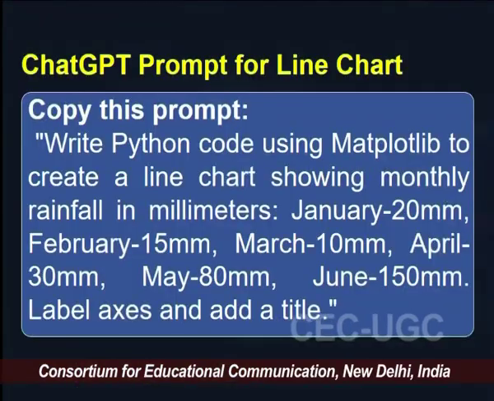The ChatGPT prompt for a line chart is also pretty straightforward. As we have seen, you can ask ChatGPT to write a Python code using matplotlib to create a line chart showing monthly rainfall in millimeters, and then you provide the data. Then you ask it to label the axes and add a title. So you would see ChatGPT provides you a graph visualization, something like this.